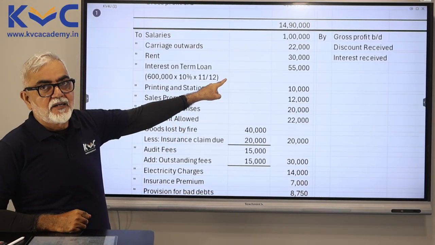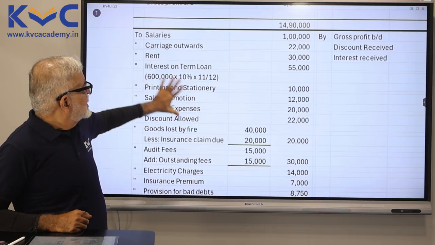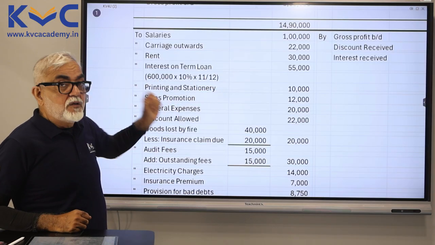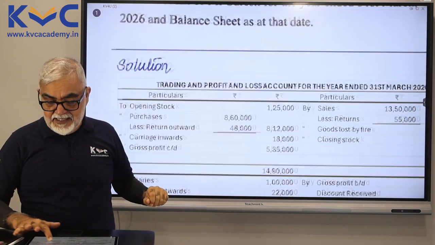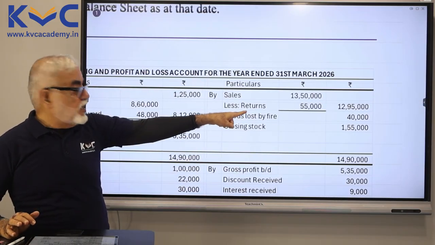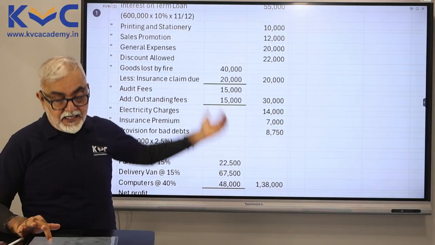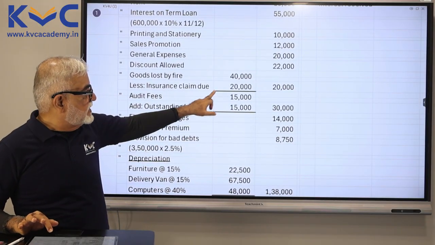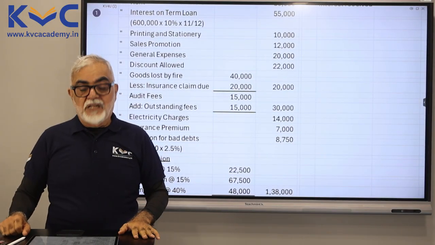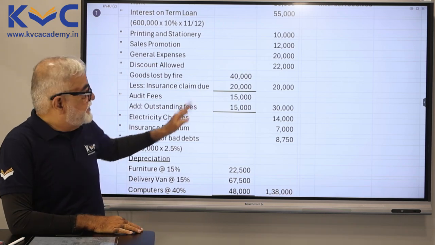That was the adjustment required. Nowhere else are adjustments required. Everything else is fine. Goods lost by fire. A simple one. Credit the trading account or reduce from purchases 40,000. In the P&L, 40,000 less insurance claims 20,000. You will get that. And the third adjustment was for audit fees.